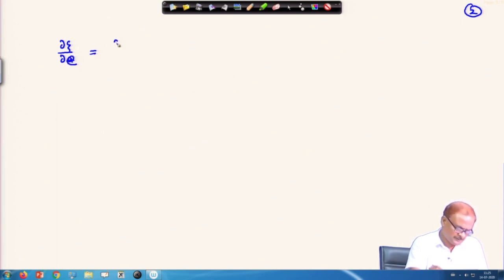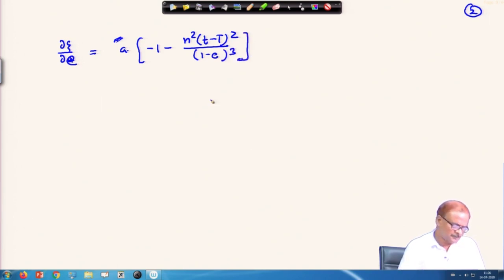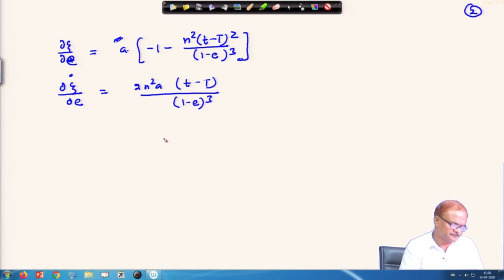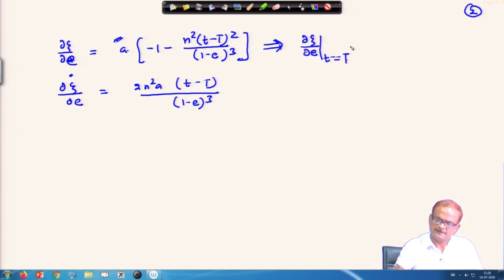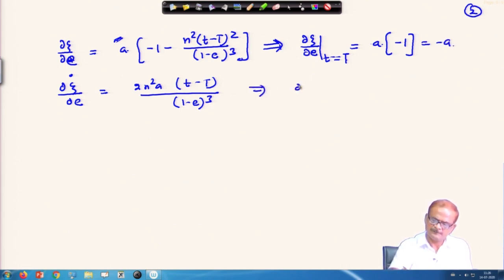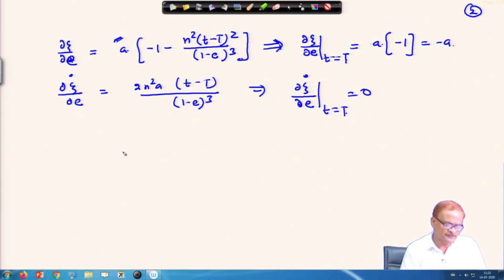Dou xi by dou e, you can check by differentiating yourself, will be equal to minus 1 n square t minus T whole square times 1 minus e whole cube. Similarly, dou xi dot by dou e will be equal to 2 n square a times t minus T over 1 minus e whole cube. As the evaluation is at t equal to capital T, that is at the perigee, dou xi by dou e at t equal to capital T gets reduced to a times minus 1, so this is minus a. Similarly, from here we get dou xi dot by dou e at t equal to 0. This way you will be able to evaluate those quantities.